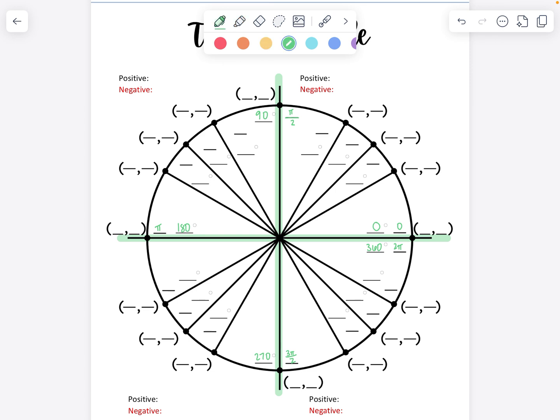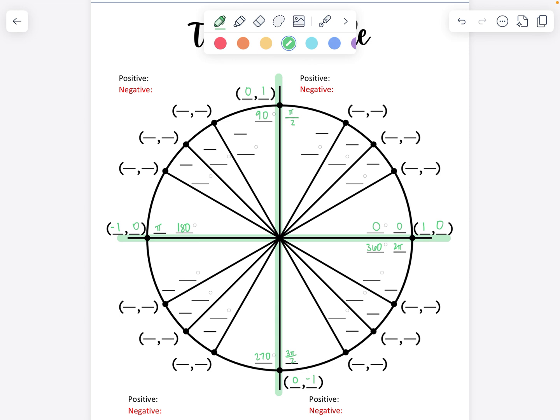So over here is 1, 0. Up here is 0, 1. Over here is negative 1, 0. And down here is 0, negative 1. And there are my axes for my unit circle.